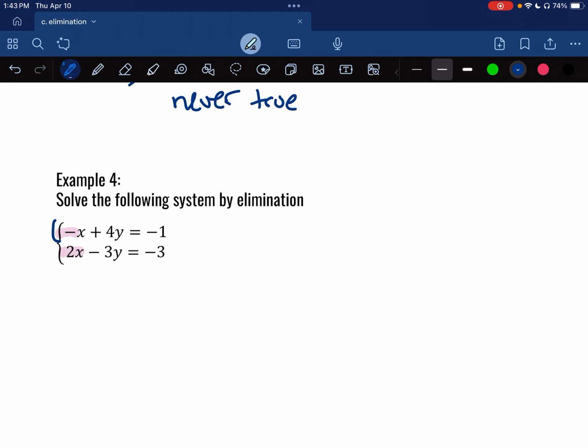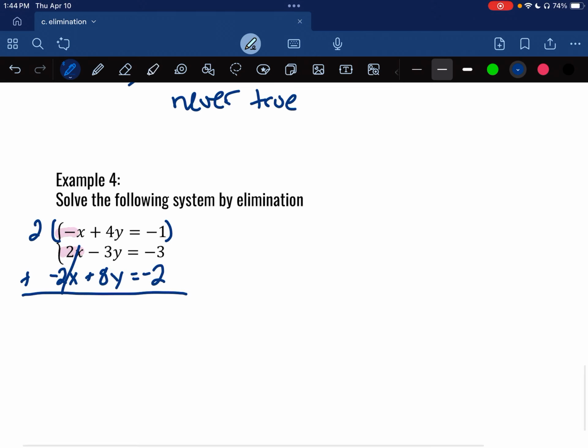And I'm lazy, so whenever I can get away with not writing that bottom equation again, that's what I'm going to go for. So I'm just going to write my new top equation down here. So this is going to be plus 8y equals negative 2. And now I can just add it with the bottom equation. And they're already lined up. So those x's cancel. Beautiful. End up with 5y is equal to negative 5, which means that y is equal to negative 1.